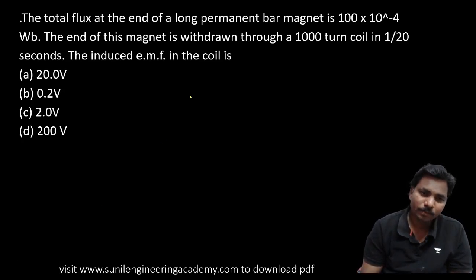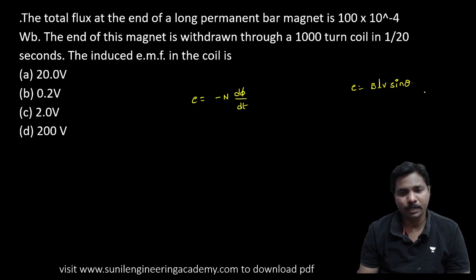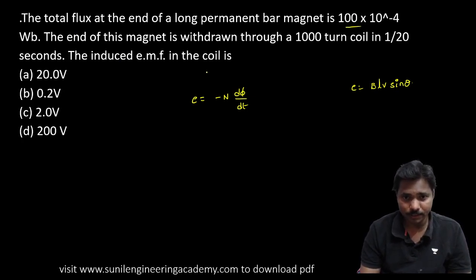So we know the EMF equation methods. EMF formulas: E is equal to minus N d phi by dt, and E is equal to BLV sin theta, and also the EMF equation 4.44 phi F N is there. Here what quantities are given? Flux given, number of turns given, time given. Flux, turns, time. So this equation is suitable. Minus just means it opposes the change in flux, so no need to take it in magnitude.